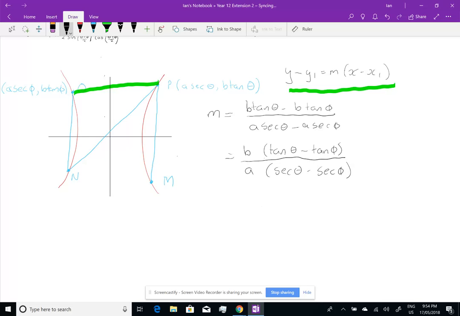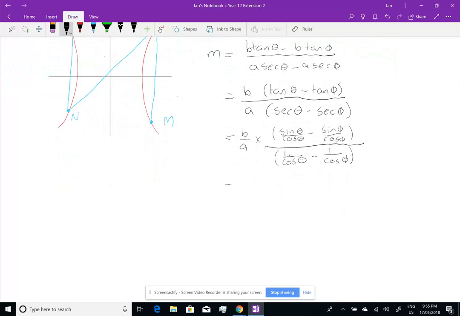Well, let's take that b and a right out, because we're going to do some heavy algebra with the stuff on the right, and we don't want to get it confused. Well, tan theta, that's sine theta on cos theta minus sine phi on cos phi. There's the top line. And sec, well, sec is 1 over cos theta minus 1 over cos phi. All right, so now it's getting a bit complicated. I've got fractions on fractions, but that's okay. Let's see where this leads.